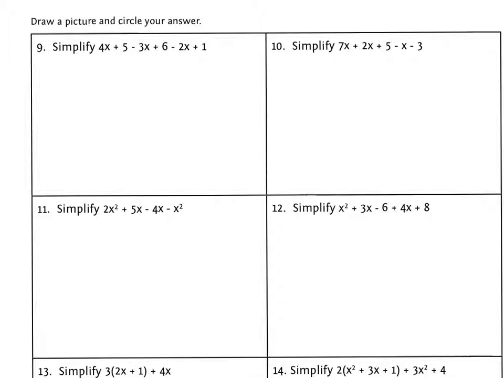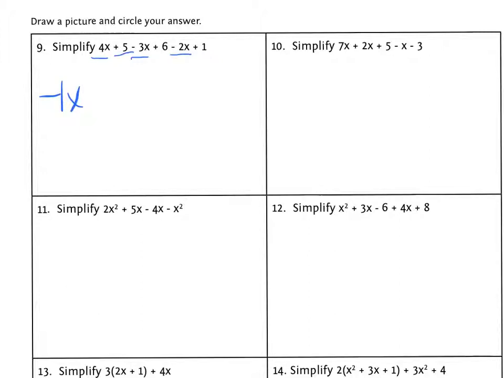Moving on to page 2, we've got 4x minus 3x minus 2x. Whenever we have subtraction, it's really adding an opposite or a negative number, and it goes with the number that immediately follows the subtraction or negative sign. So 4x take away 3x gives us 1x. 1x take away 2 more x gives us negative 1x.